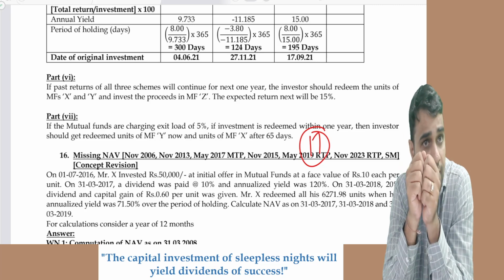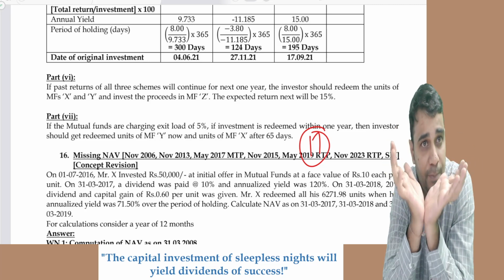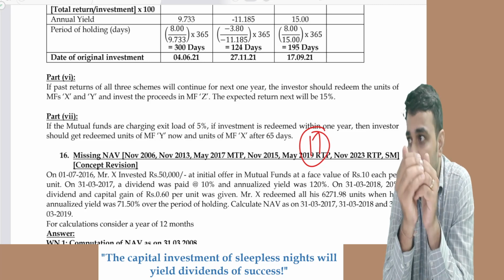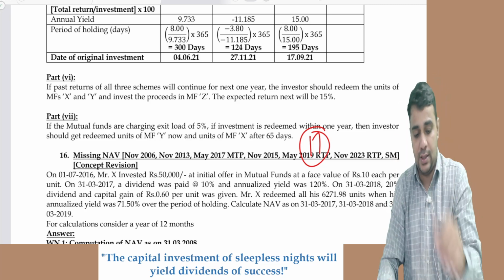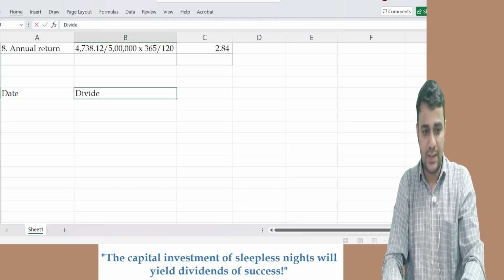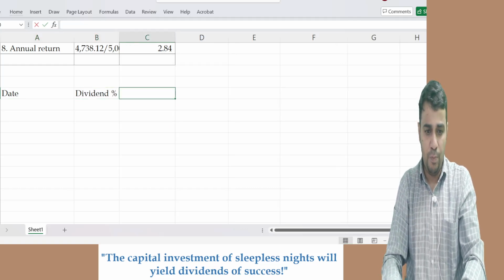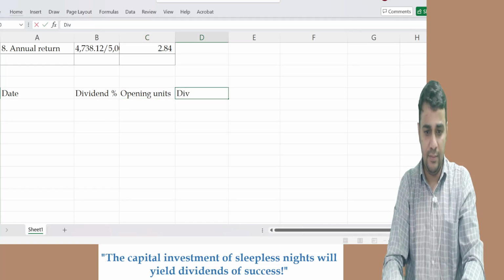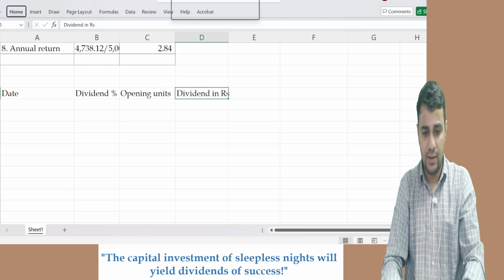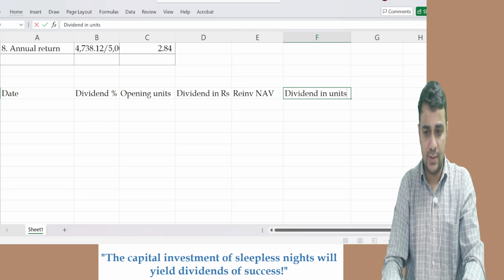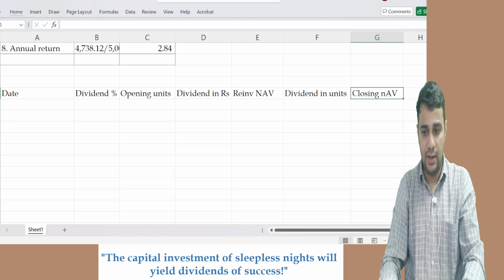So I'll put the table of dividend reinvestment. Somewhere the reinvestment NAV and other things will help me in getting to the answer, using that as well as some other logic. Let's put the table. Date, dividend percentage, opening units, dividend in rupees, reinvestment NAV, dividend in units, and closing units.